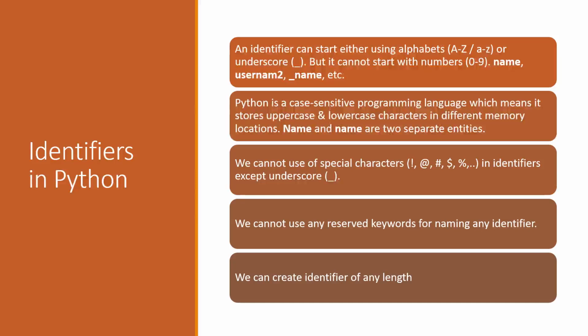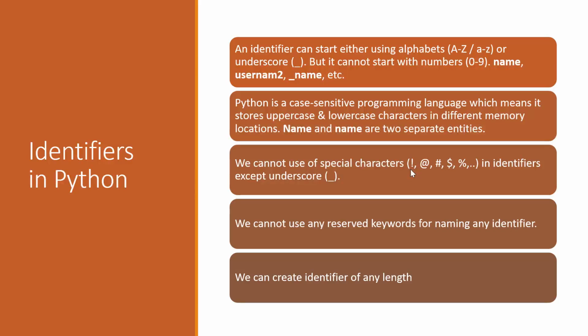Now Python does not allow the use of special characters in identifiers except underscore. So we cannot use any of the special characters, like we cannot use at the rate while naming our identifier. In the same manner, we cannot use the exclamation mark. After this, in Python, we cannot use any reserved keywords for naming any identifier. These reserved keywords are also known as Python keywords. We will discuss about them further in this video.